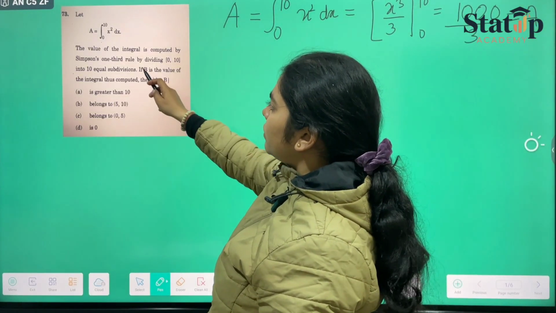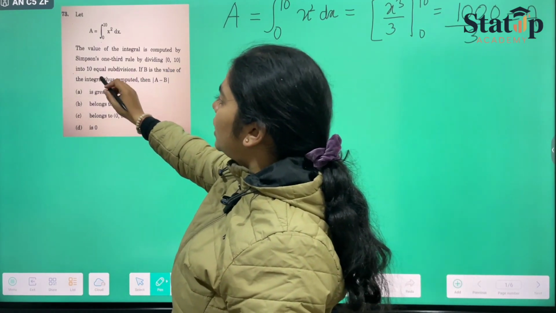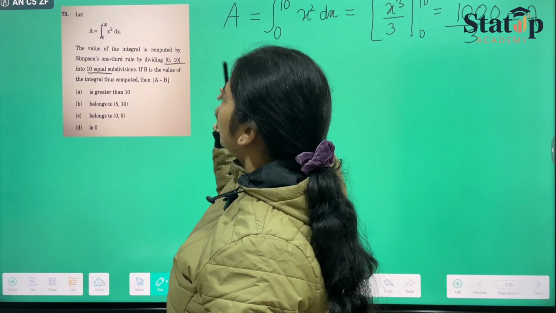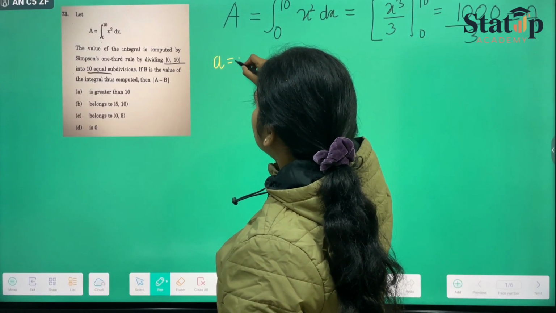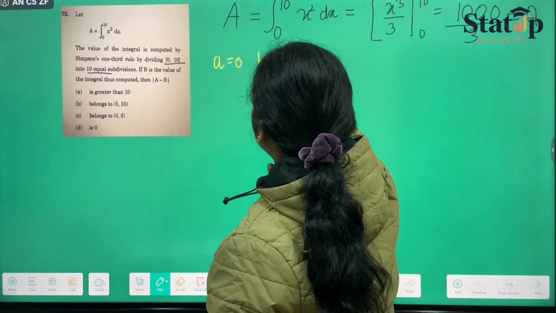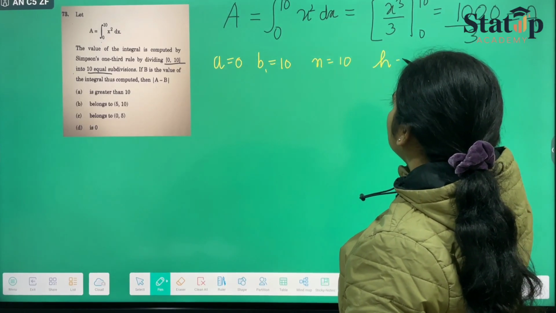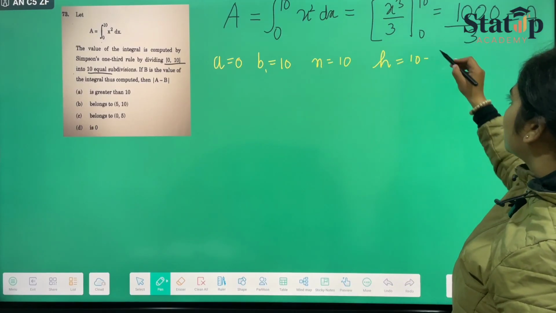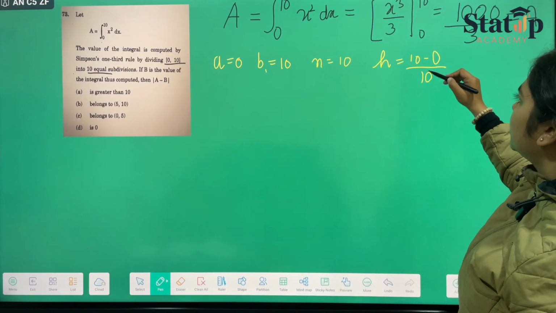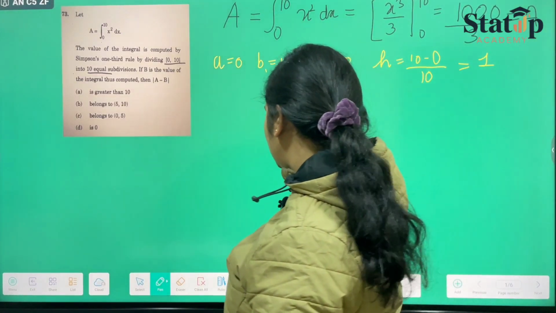Then the second one we have to divide by Simpson's one third rule into 10 equal subdivisions in the range 0 to 10. So our a is 0, b is 10, and the number of intervals is also 10. So h will be (b minus a) upon n, which is nothing but 1. So let us make another table here.